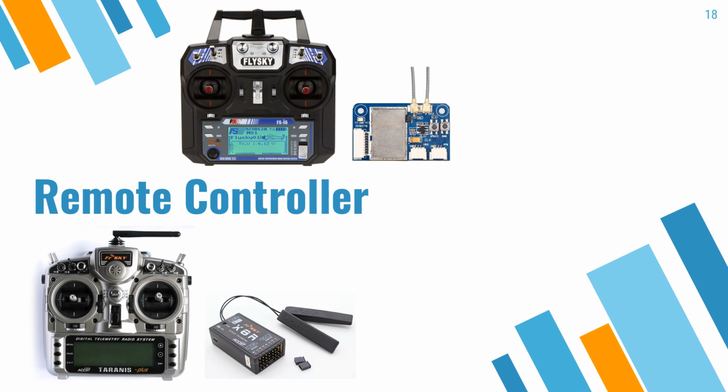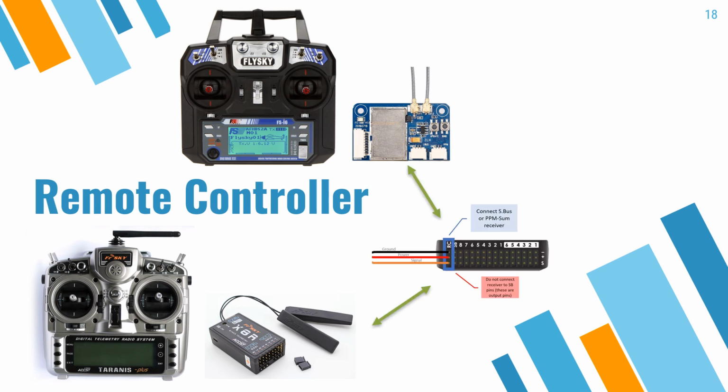A popular receiver for the FlySky Taranis X9D Plus is the FlySky X6R and is capable of communicating with our type of Pixhawk through S-Bus. While for the FlySky FSI6 a popular receiver is the FlySky X6B. And this one is capable of communicating with our type of Pixhawk through PPM-SUM.